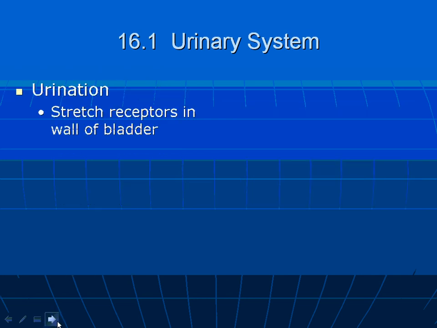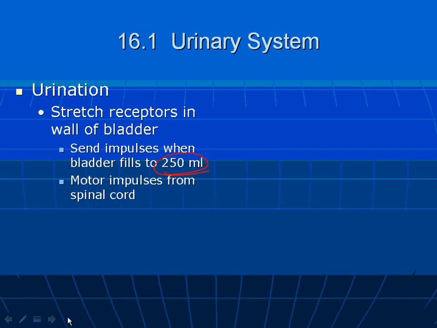So let's talk about urination. We talked about it before. The stretch receptors in the wall of the bladder are going to signal, give a nervous impulse when it is a certain amount full, 250 mils. And it's a motor impulse. This stuff, don't worry about too much. We're going to get more into the nervous impulse and what causes that in the nervous system.